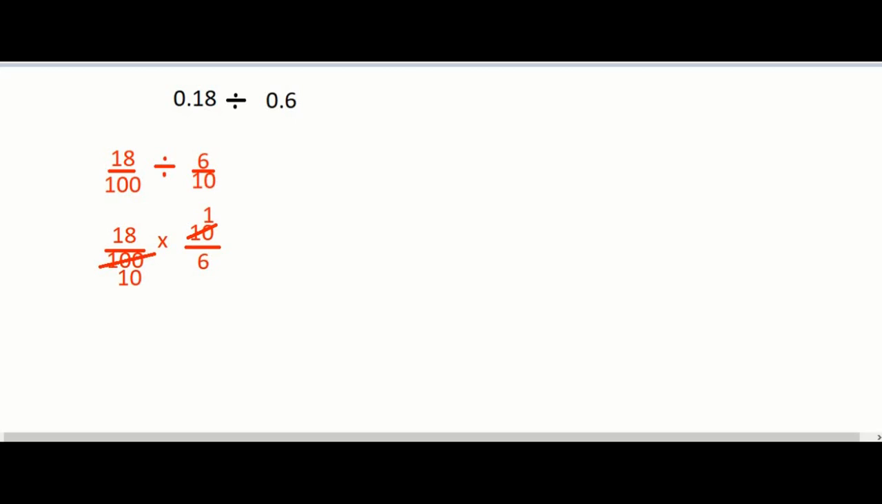So we can break this down some more. We can say 6 into itself goes 1 time, and 6 into 18 goes 3 times. 3 ones is 3, and 10 ones is 10. So we have 3 over 10. This is the same thing as 0.3 in decimal. So our answer is 0.3. So this is another method that we can use to solve these problems.